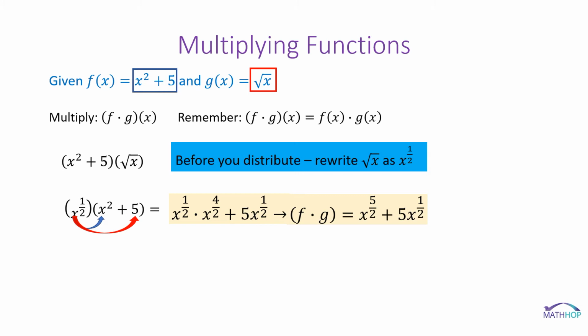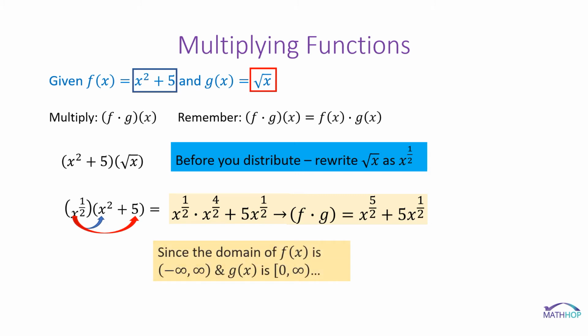Remember, we did have a domain limitation. So the domain of f of x was all real numbers. That was fine. The domain of g of x was 0 to infinity, where 0 was included. So our new domain for f times g of x is 0 to infinity, where 0 is included.